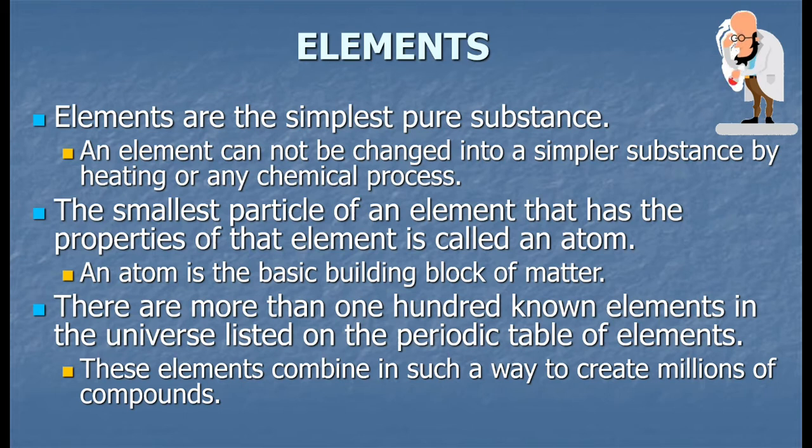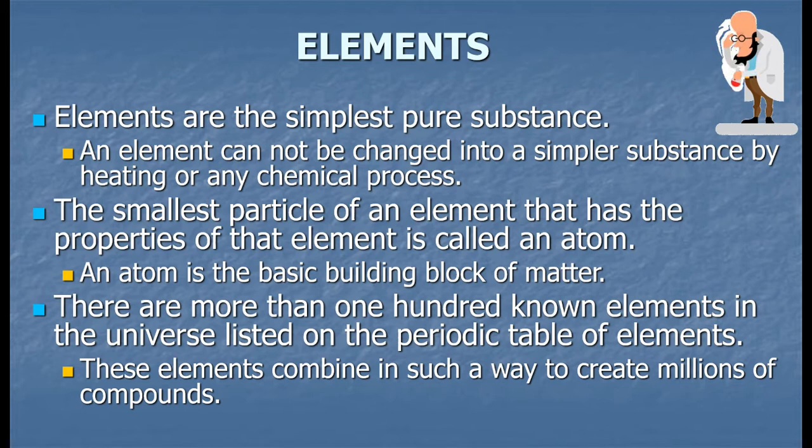There are more than 100 known elements in the universe listed on the periodic table of elements. Now this you will be learning in the next year. Okay, the periodic table you will have in your 9th and 10th standard. That is a chart which helps us to understand the different types of elements that are there, their properties, their atomic number, their atomic mass number, everything is there. So element basically you all need to know.